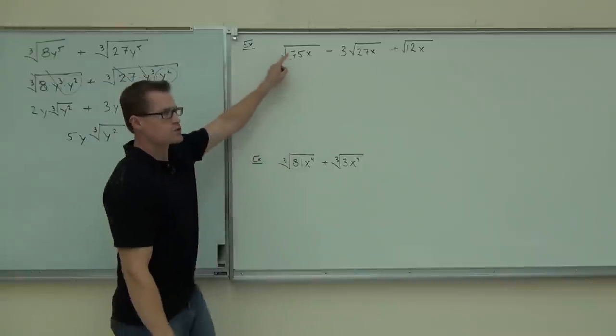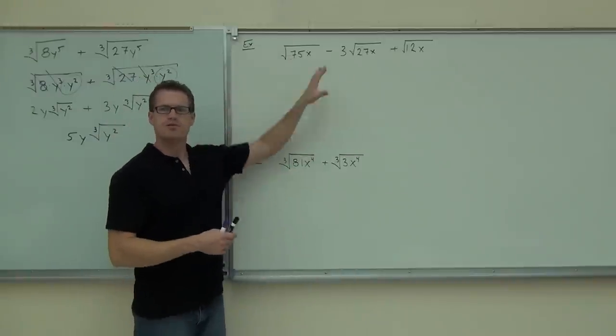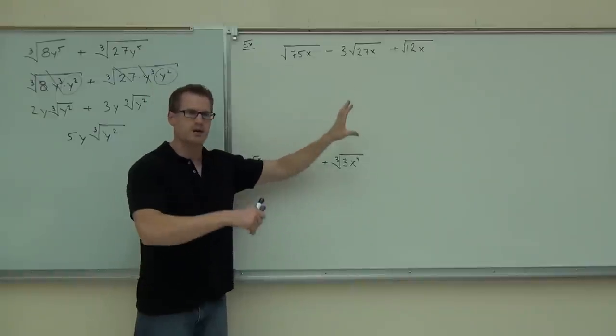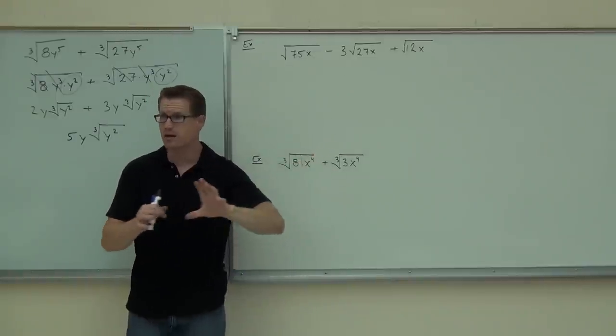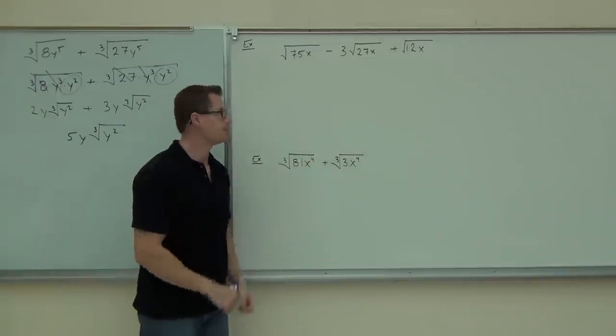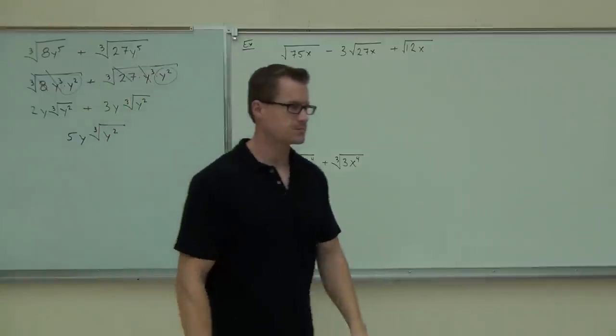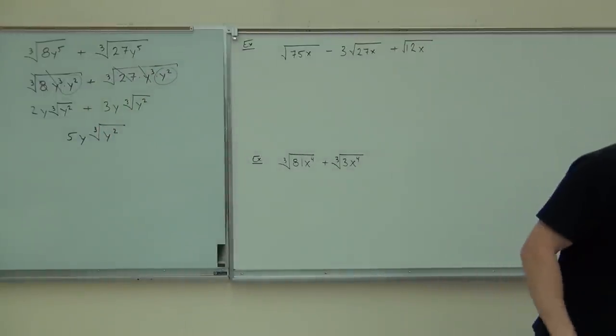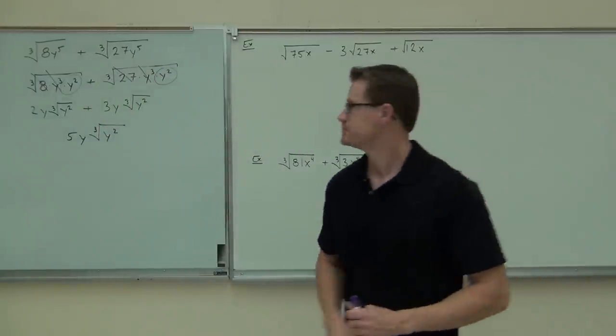Let's go ahead. I want you to try these two on your own. So we're simplifying these roots. Go all the way down. Make sure we can add them together if you can. If you can simplify them, add them together, do that. I'll be walking around. If you need help on this, raise your hand, let me know.